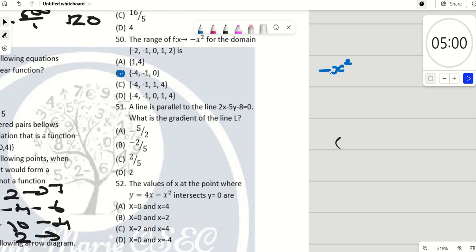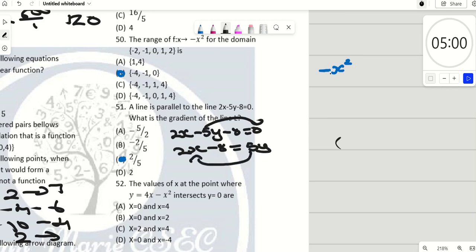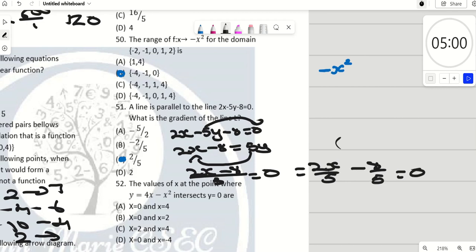Number 51, the answer is C. To do that, we had to make y the subject. If the lines are parallel, that means your gradient is the same, right? So we made y the subject. So we had 2x minus 5y minus 8 is equal to 0. We carry across this. So you get 2x minus 8 is equal to 5y. Carry across 5y. So that's 2x minus 8 all divided by 5 is equal to y. This can be separated: 2x over 5 and minus 8 over 5. So we know that the coefficient of x, which is 2 over 5, would be my gradient.